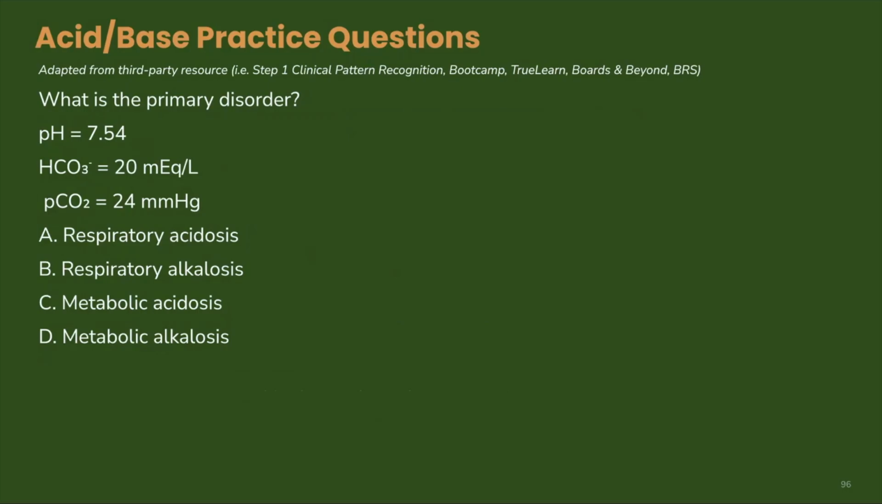Okay, what is the primary disorder for a patient with a pH of 7.54? So that's alkalotic. The bicarb is 20, so that is metabolically acidotic. And our PCO2 is 24, which is way lower than our 40, so that's a respiratory alkalosis. If I have respiratory alkalosis but a metabolic acidosis, which one's winning here? Which one matches the actual case of alkalosis? Well, it would be the respiratory situation. And so this patient here has B, respiratory alkalosis.